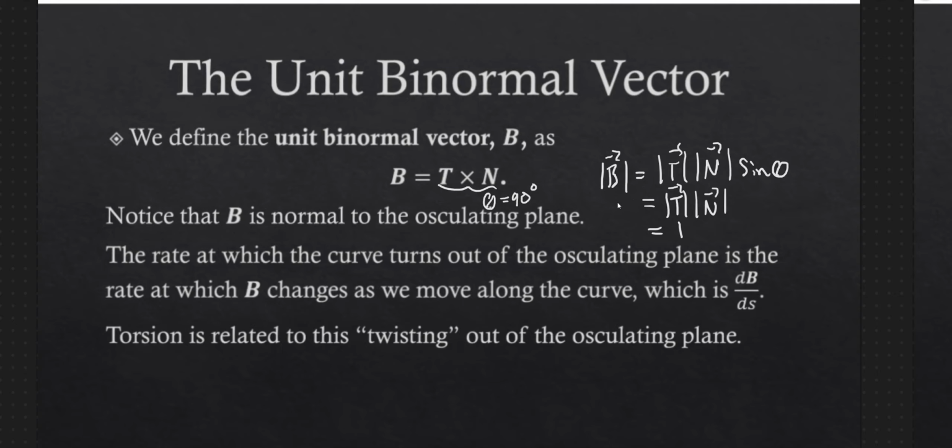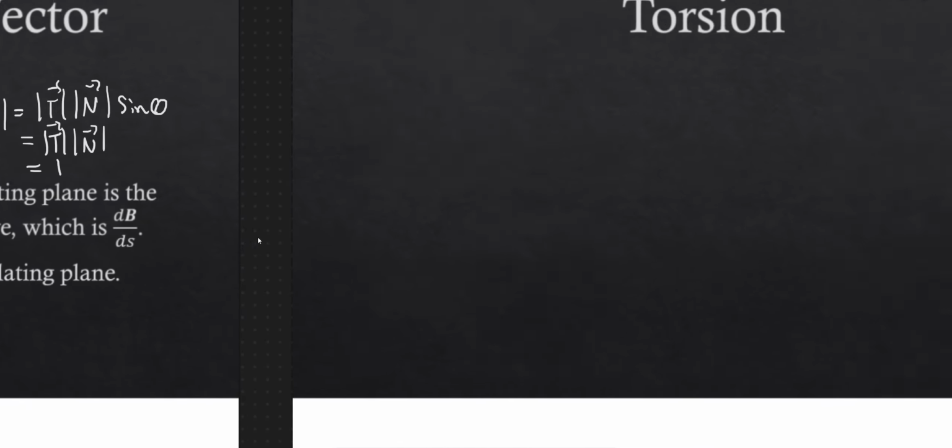So we have these 3 unit vectors: the unit tangent telling us direction of motion, unit normal vector telling us the direction of turning, and now finally this unit binormal vector, which is telling us the direction of the osculating plane. And as I mentioned, if we study the derivative of the unit binormal vector with respect to arc length, say, or time, this relates to the twisting out of the osculating plane, and that's what torsion is. So how do we actually calculate torsion?